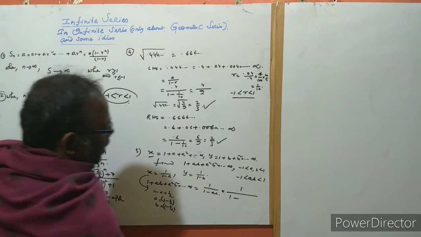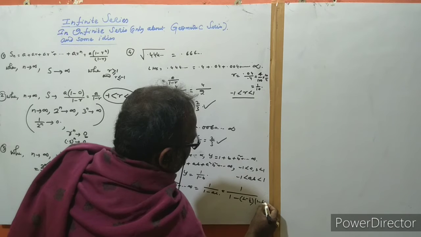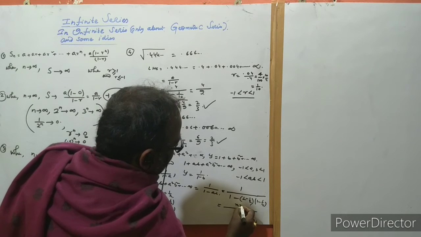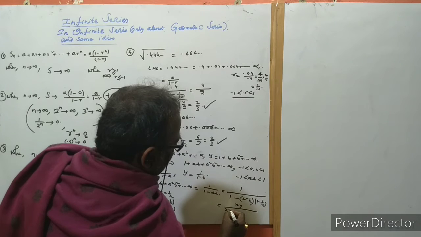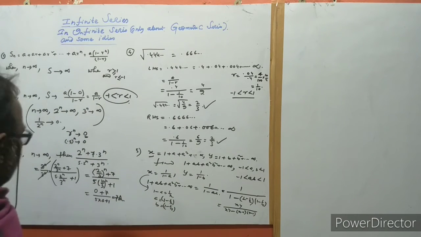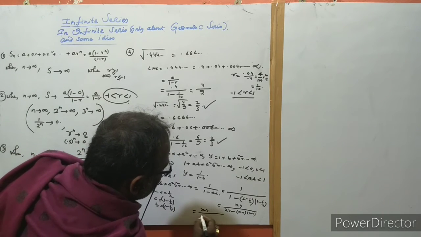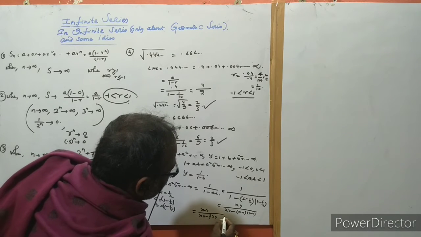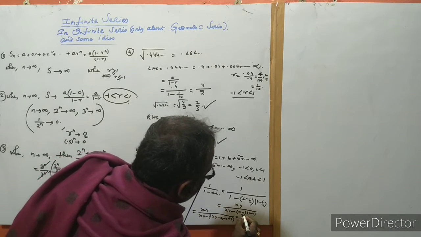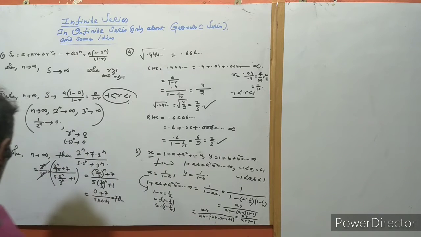Okay, same pattern we are looking at here. So for ab, you can write 1 minus 1 by x times 1 minus 1 by y. Then take the LCM, and we get xy in the denominator, with x minus 1 and y minus 1 in the numerator. Multiply and simplify this, and we get xy minus x minus y plus 1 in the numerator, so the answer is (x plus y minus 1) by xy, and this is your answer.